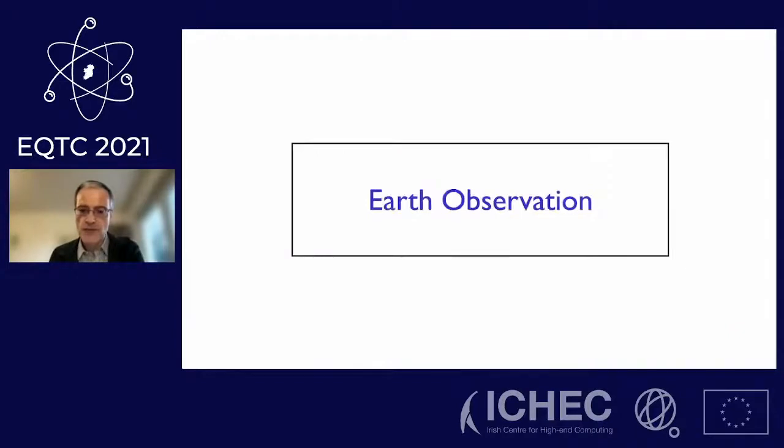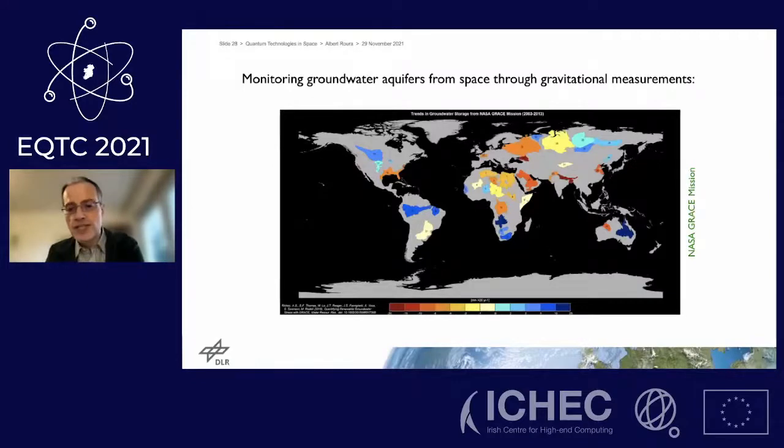And finally, just very quickly about Earth observation, to give you an example of the kind of measurements that can be performed, very relevant for example for climate change, to monitor changes of ice shelves, or in this example displayed here, monitoring the groundwater aquifers from space through gravitational measurements, to see whether they are being replenished or stressed. The color code here corresponds to changes of 1 millimeter per year of the level of this groundwater.